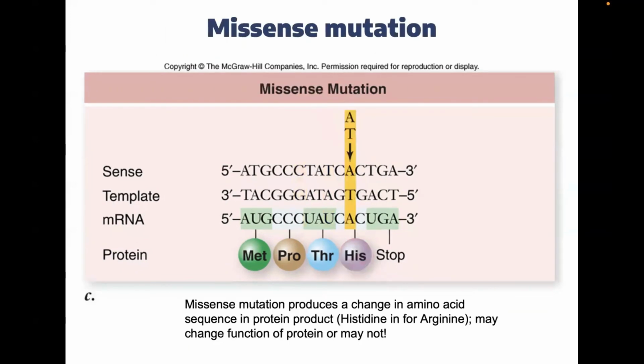Next, for the missense mutation produces a change in the amino acid sequence. Naririnig nyo ba yon, yung amino acid sequence in the protein product? It may be histidine, okay, yung histidine, imbis na arginine, may be changed function of protein or may not. So may mabago man isa sa amino acid sequence yan, mababago na yung kanyang reading, mababago na yung kanyang function, mababago na yung paano nag-work ang isang cell.